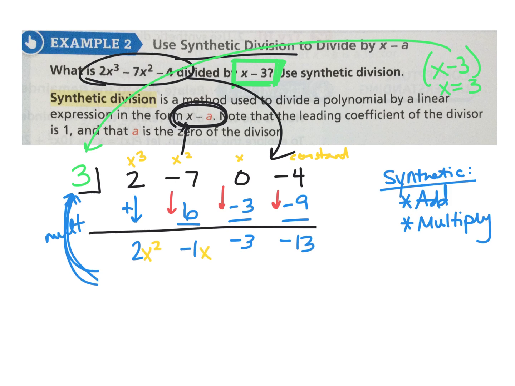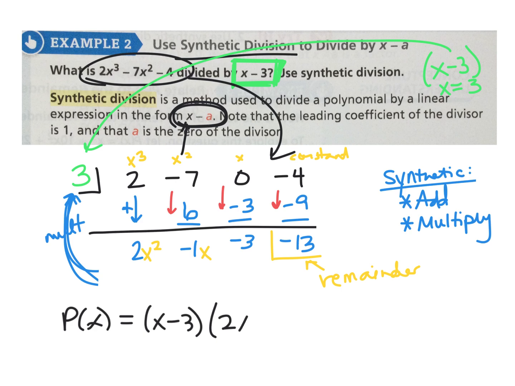And so you might ask yourself, well, what's this extra number out here? This last number is going to be your remainder. And so we can write this in a few different ways, relating it to the problem. We could say p of x, like in the last one, equals x minus 3, that's my factor, times 2x squared minus 1x minus 3, plus a remainder of -13.